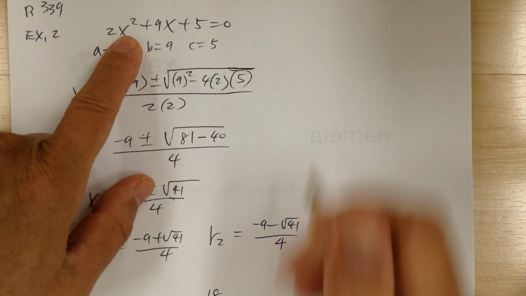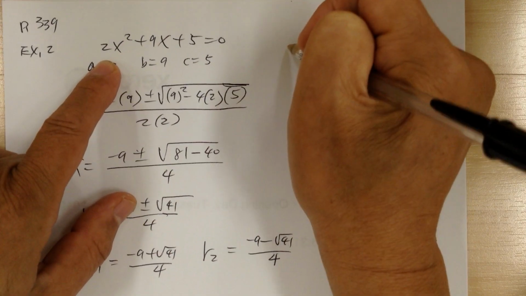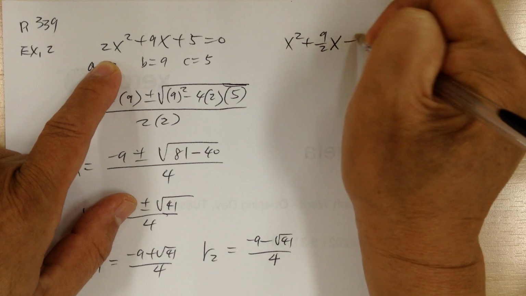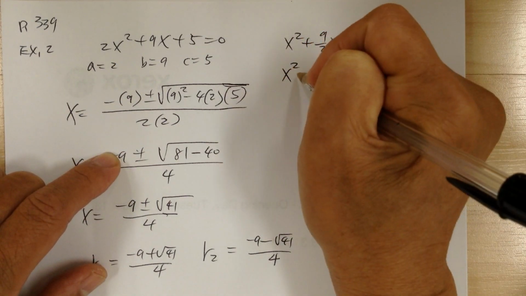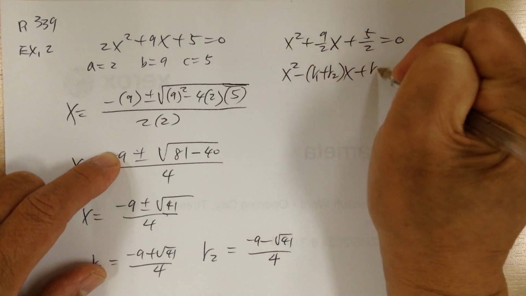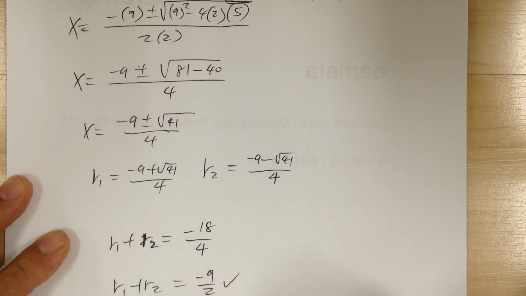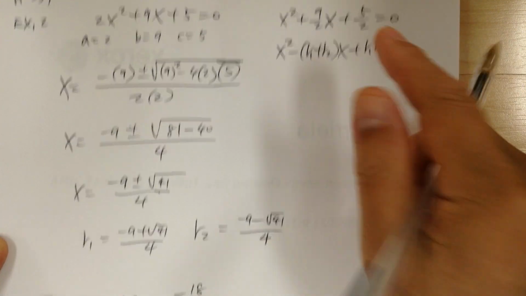And again, if you notice, when you divide this whole thing by 2, you get x squared plus 9 over 2 x plus 5 over 2 equal to 0. And when you write the equation, x squared minus (r1 plus r2) x plus r1 r2 equal to 0, you can see that r1 plus r2 equal to negative 9 over 2, so it checks, right? See that? So that's what that is.